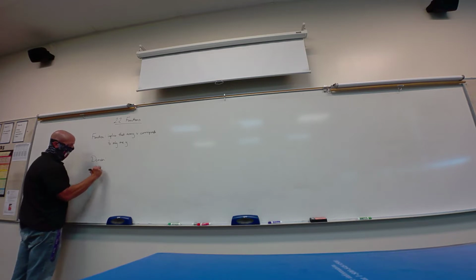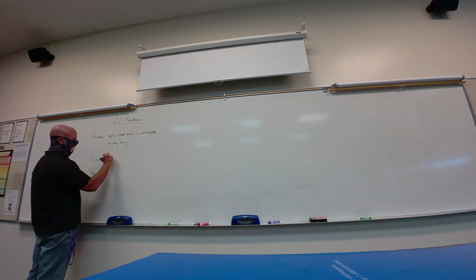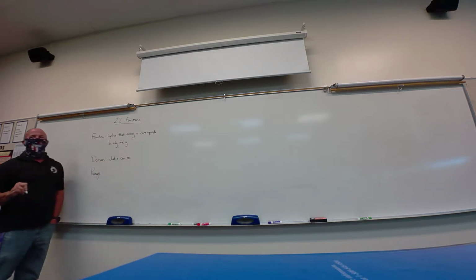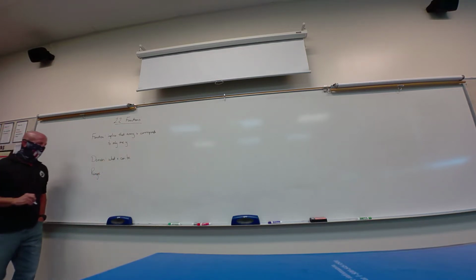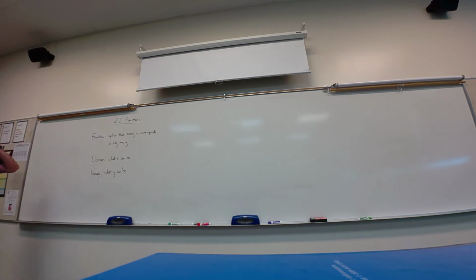Do you remember what domain was? Domain was x. The domain was what x can be. So then what would range have to be? Y. All right, so what y can be. And the way that you can remember it is it's always alphabetical order. DR, X, Y. So X goes with domain, Y goes with range. Okay?